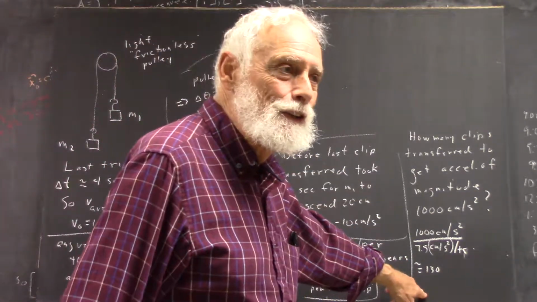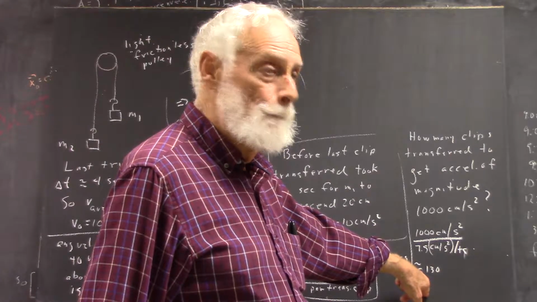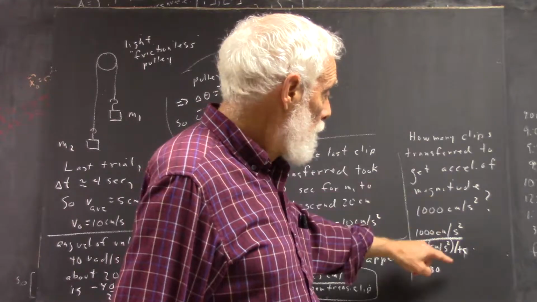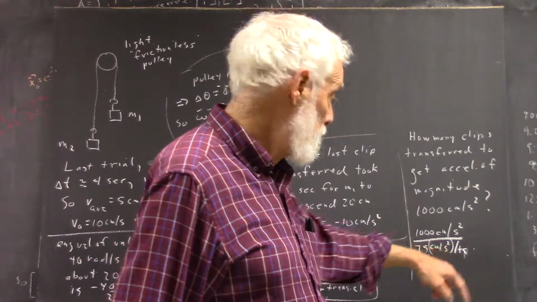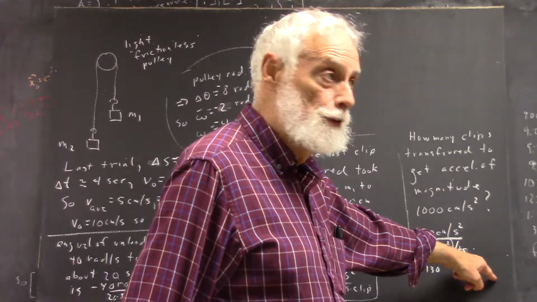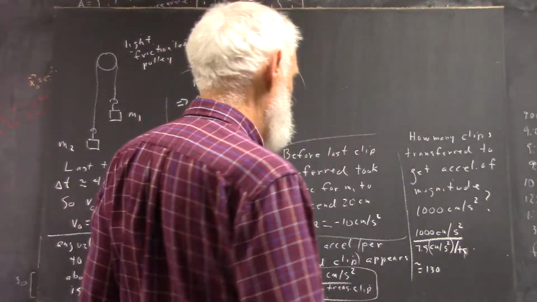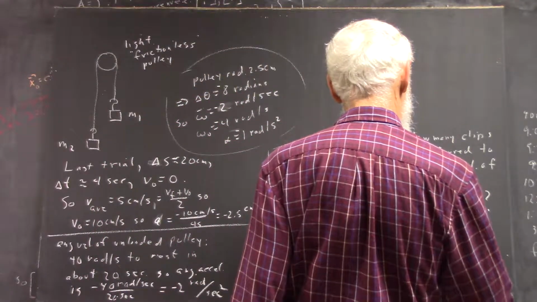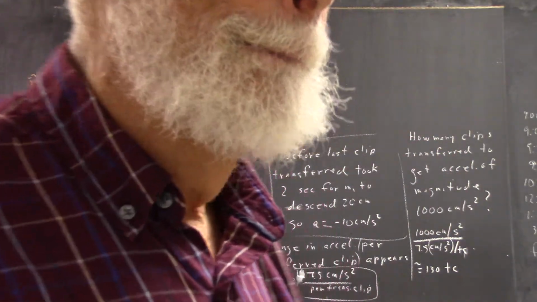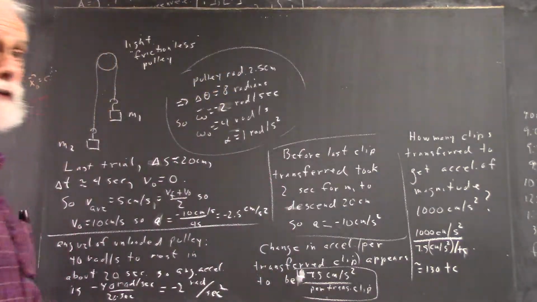Okay, 130 what? Transferred clips. Centimeters per second squared divided by centimeters per second squared per clip is centimeters per second squared times transferred clips over centimeters per second squared, right? Multiply by the reciprocal, and that's going to leave us just transferred clips. Okay? Well, this tells us something about the mass of the entire system.